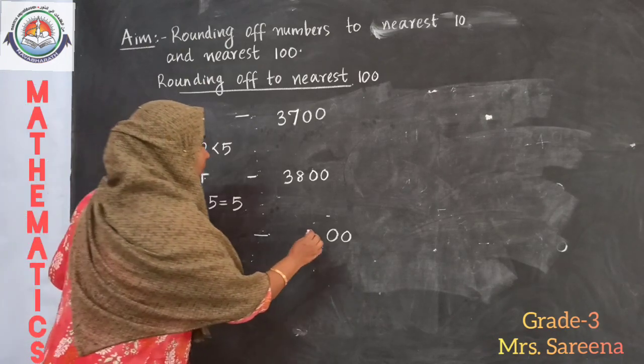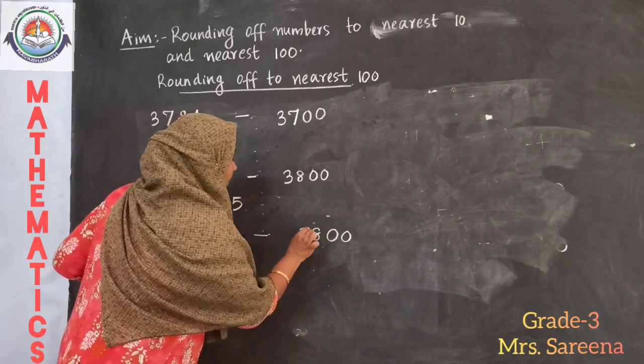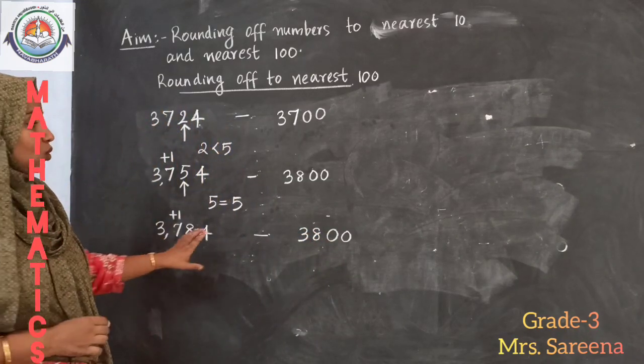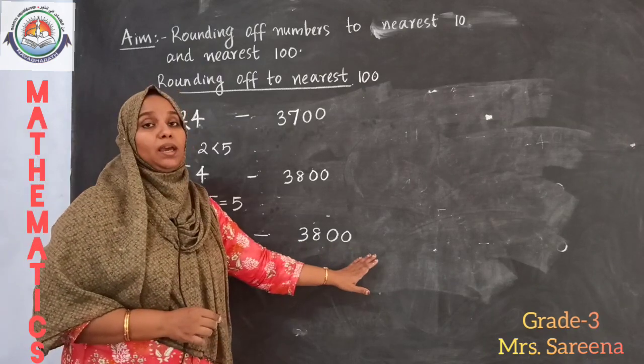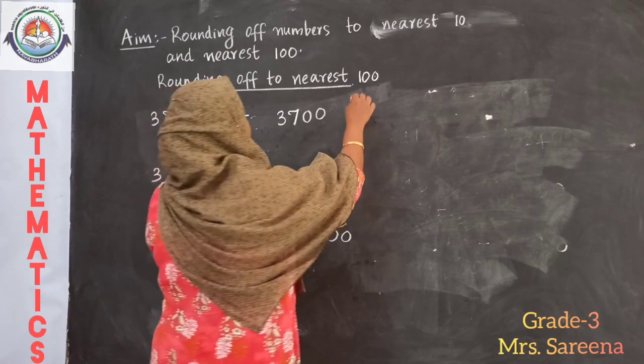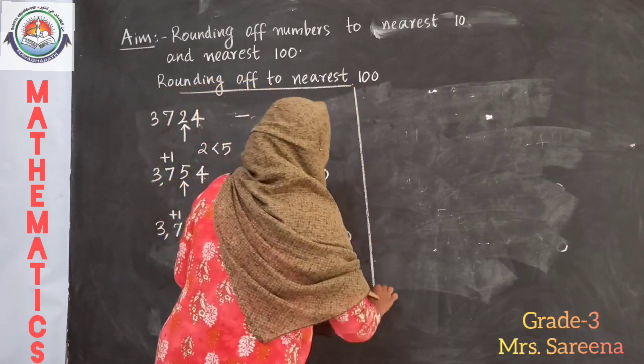So this becomes 8 and the number at the thousands place remains the same. So the number is 3800. Understood? We can consider one more example.